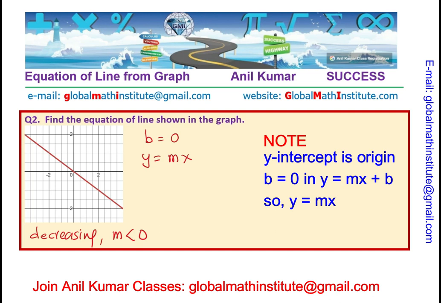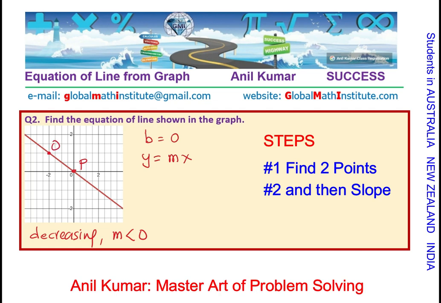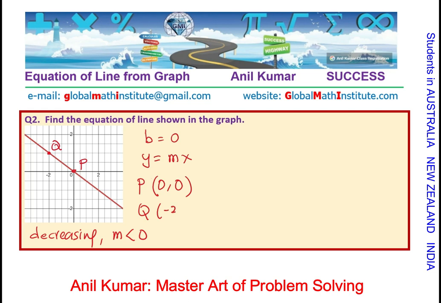So we just need to find the 2 points and the slope. So the first point, let's call this P, and the other point Q, right there, right? So let me write down the points. P is 0, 0, and Q is minus 2, 1, right?